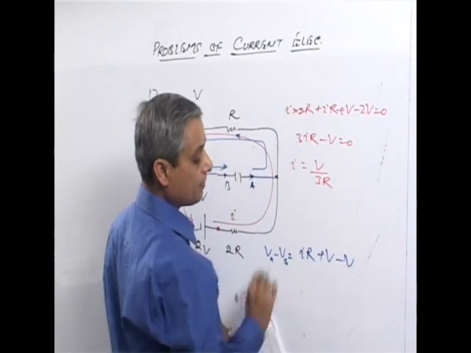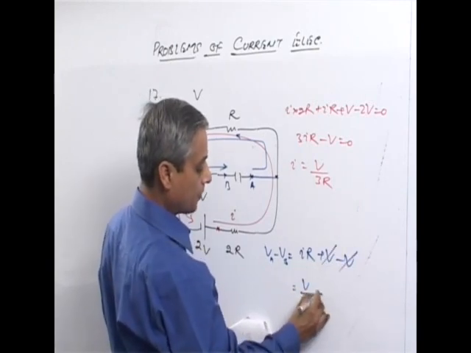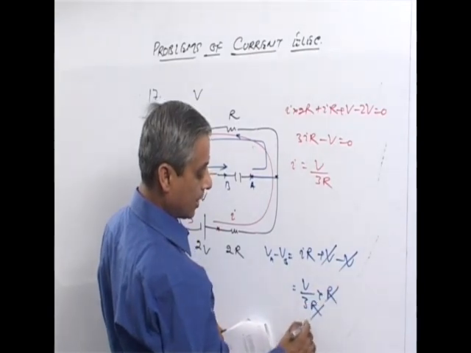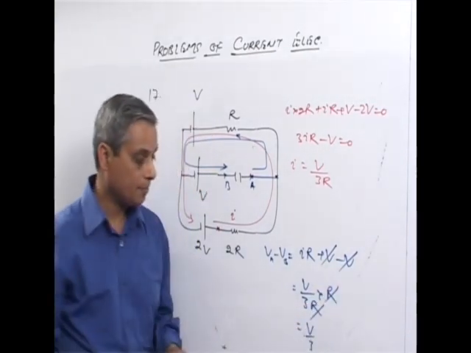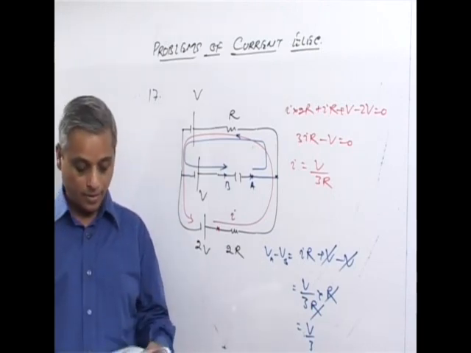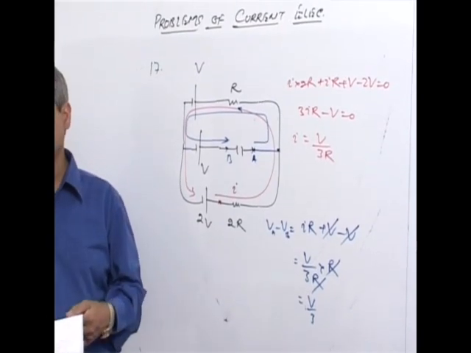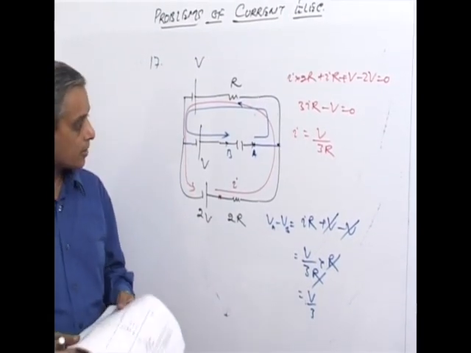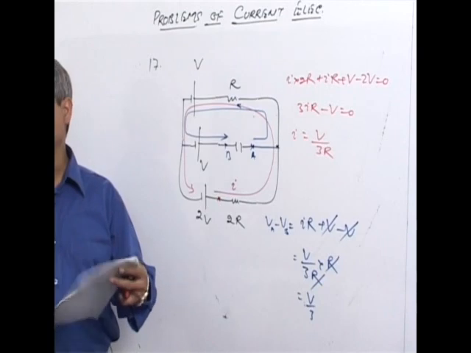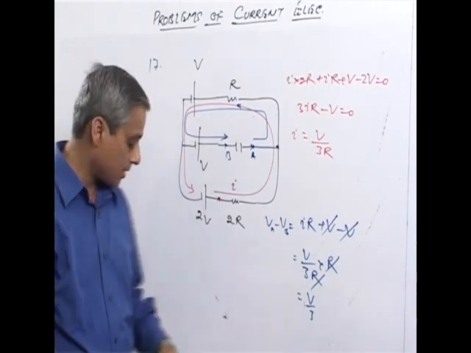We have VB. This is cancelled. I is V by 3R multiplied by R, the R will cancel, and will give you V by 3. So the potential difference across the plates of the capacitor is V by 3. The answer is C. That is question number 17. Now question number 18. Question number 18 goes like this.